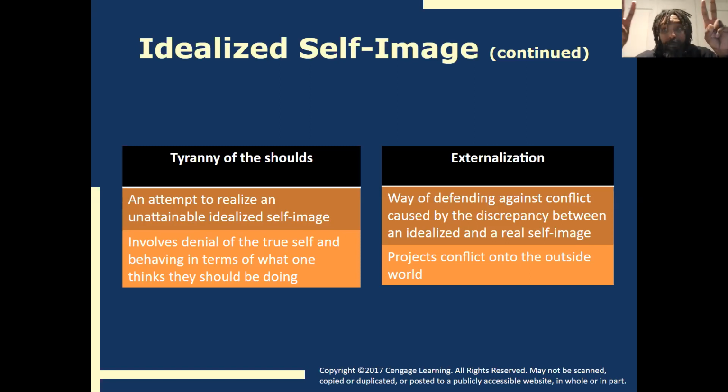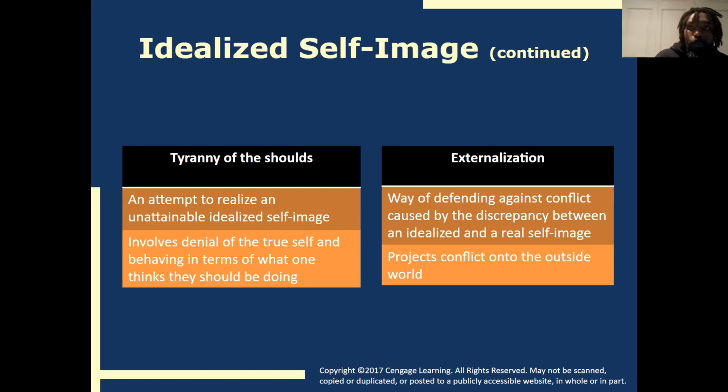The things that they should be doing, but the reason why it's a tyranny of the shoulds, or why it torments them, is because the things that they should be doing are not related to the things that they're actually capable of doing. And so again, that's where you see this break from the idealized self-image and actual reality of an individual. It also speaks about externalization. So externalization, a way of defending against conflict caused by the discrepancy between an idealized and a real self-image. Projects conflict onto the outside world.